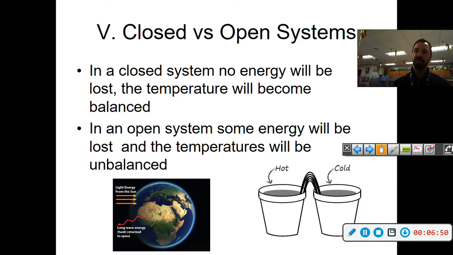In an open system, on the other hand, which is most of the case, some energy will be lost to the surrounding environment, and the temperatures will be unbalanced. So the energy lost is not equal to the energy put in.